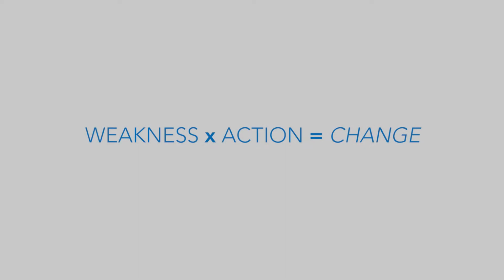Weakness times action equals change. This is the basic character arc formula as described by John Truby in this book that I've been rereading over and over. It's called The Anatomy of Story, and I've been trying to learn how to write, so I've been reviewing a lot of these structural elements.